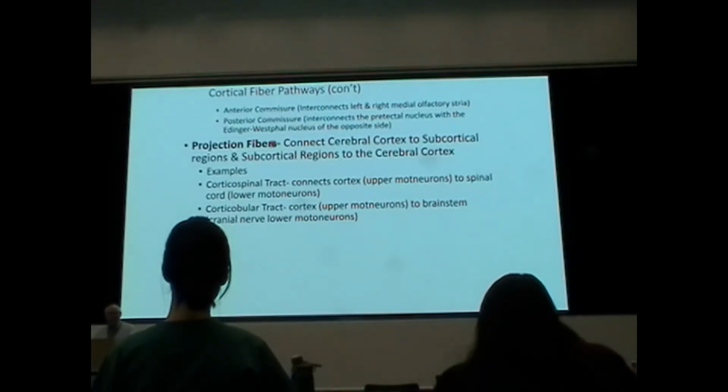Okay, and then once again, projection fibers, corticospinal tract, upper motor neurons to the spinal lower motor neurons, corticobulbar, upper motor neurons to neurons of the brain, cranial nerve, and lower motor neurons. Okay, so both of these are affecting alpha motor neurons, but some of them are in the spinal cord, some of them are in the brain.